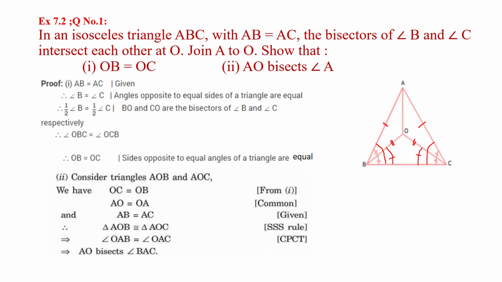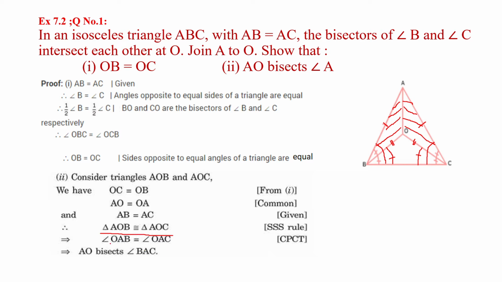Now we will prove the second part, AO bisects angle A. We will take triangle AOB and triangle AOC. AB is equal to AC, given. AO is equal to AO, common. OB is equal to OC, proved in the first part. So these two triangles are congruent according to the SSS congruence rule. Triangle AOB is congruent to triangle AOC by the SSS rule.